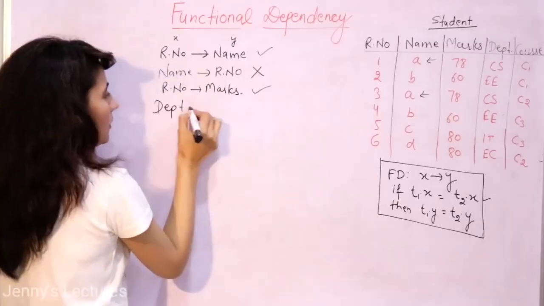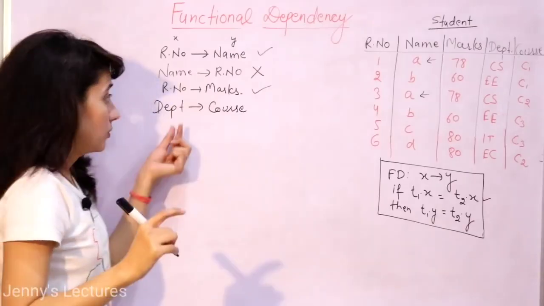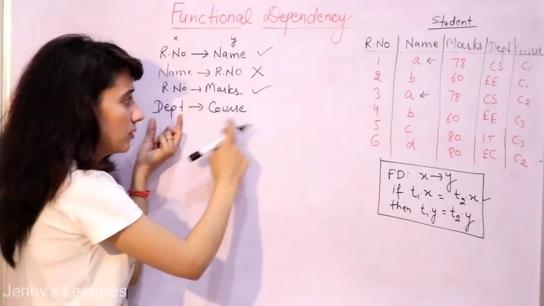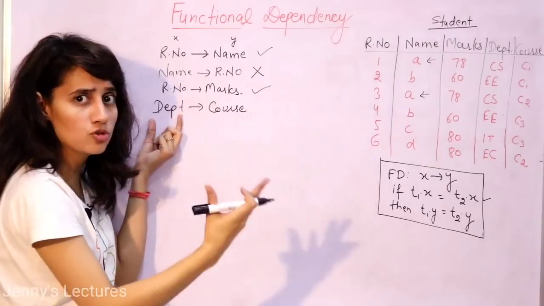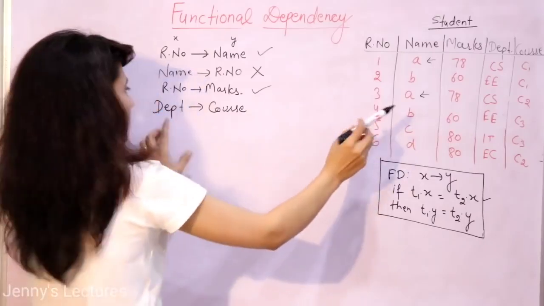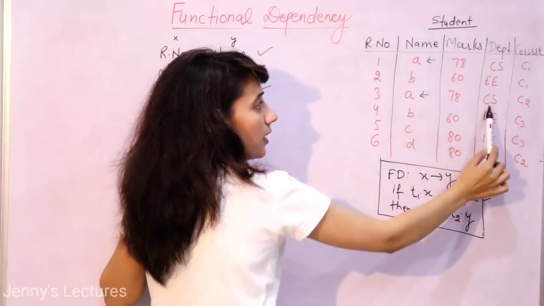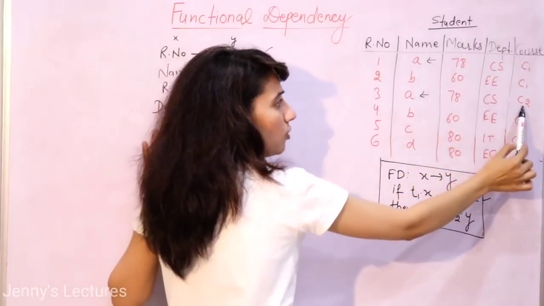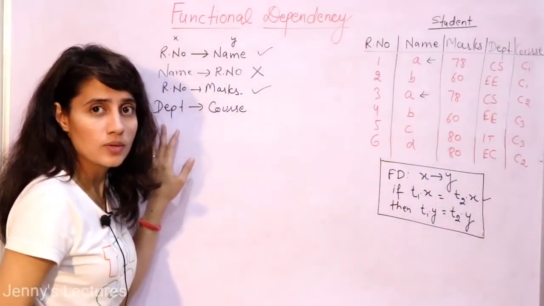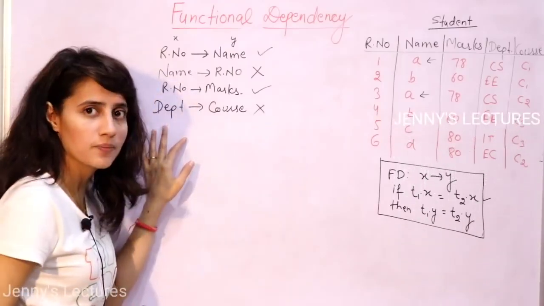Now if I say department determines course, it means I will tell you the value of department and can you tell me what is the course from this table? Can you search the course? If I say department is CS, here course is C1, but again department in another tuple is CS, but here course is C2. So which one will you tell me, C1 or C2? I cannot tell. So you can say this is not a functional dependency, fine.